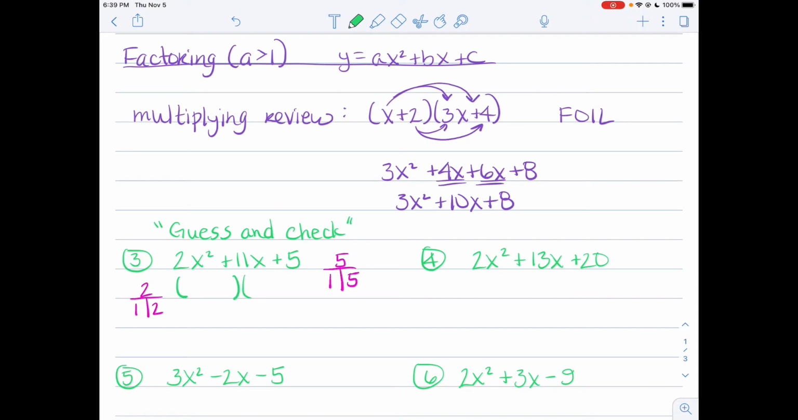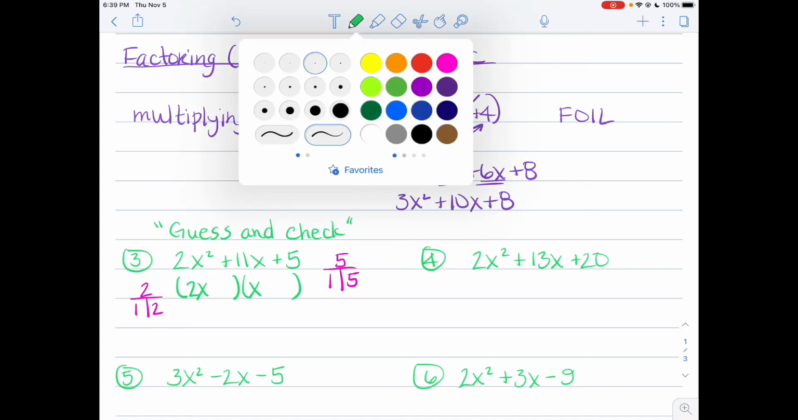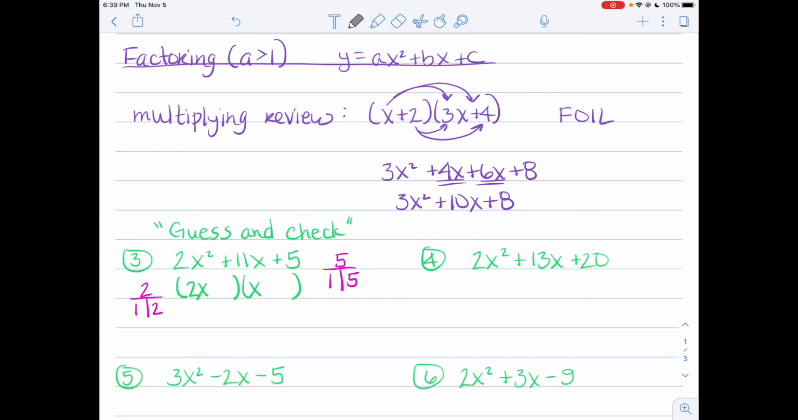I can go ahead and write my front terms. I know I'm going to have a 2x and an x, but what I've got to figure out is where does the 1 go and where does the 5 go? Does the 1 go in the front and the 5 goes in the back parentheses, or vice versa? And so I just need to check them both and see what happens. Because I'm doing this guess and check method, I'm going to recommend that you use pencil for this so that you can erase if you don't get the right answer the first time.